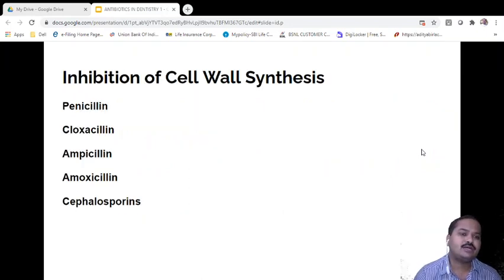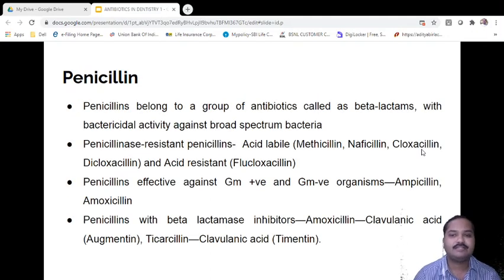Then we come to the other class of drugs which inhibit cell wall synthesis. Namely, we have certain drugs like penicillins, cloxacillin, ampicillin, amoxicillin, and cephalosporins. All these drugs inhibit the cell wall synthesis itself, and these are common drugs which are utilized in odontogenic infections. So we start with the penicillin then.